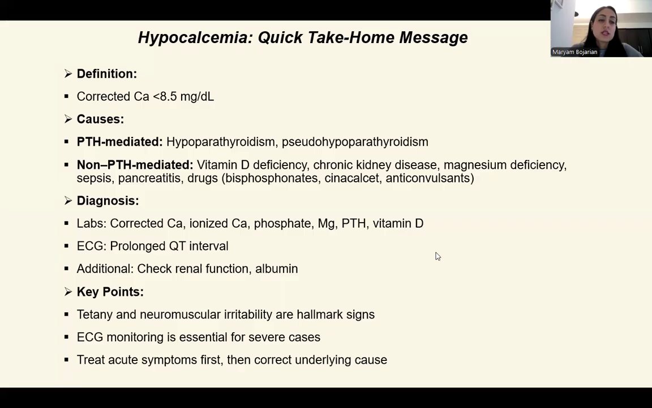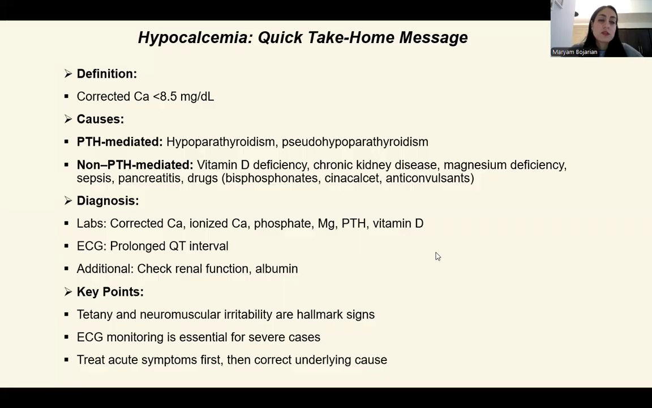So always make sure that you report corrected calcium. Make sure that you correct for the albumin. Make sure that your patient does not have severe acidosis or alkalosis, which both, as we discussed, can change the calcium level. Always order PTH, vitamin D, phosphate, and magnesium at the same time.